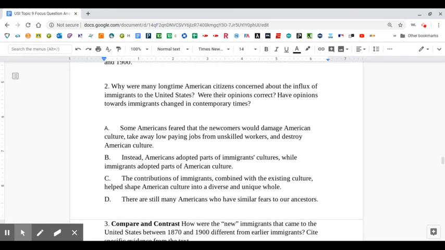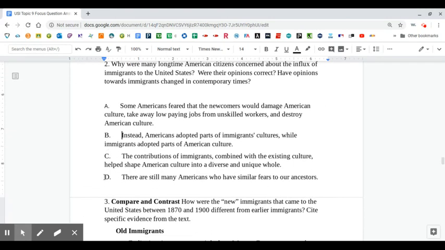2. Why were many longtime American citizens concerned about the influx of immigrants coming into the United States? Were their opinions correct? Have opinions changed in contemporary times? Many Americans feared that the newcomers would damage American culture and steal their jobs. Many of the people who had been living here for some time were still unskilled workers, and therefore immigrants were a direct threat to them because they didn't need a significant background or experience to work for a lower wage and take their job.